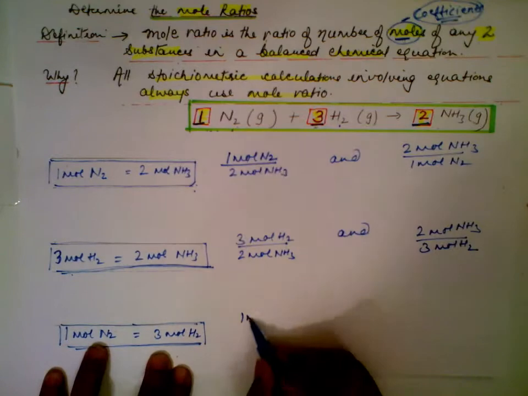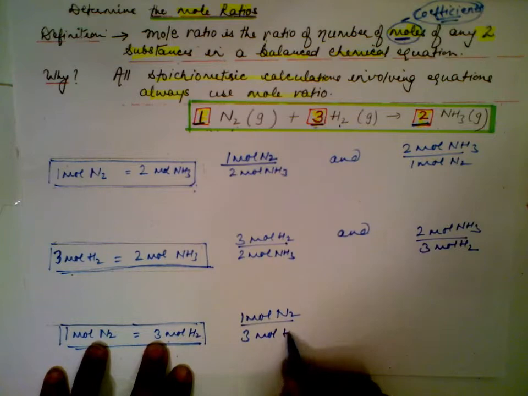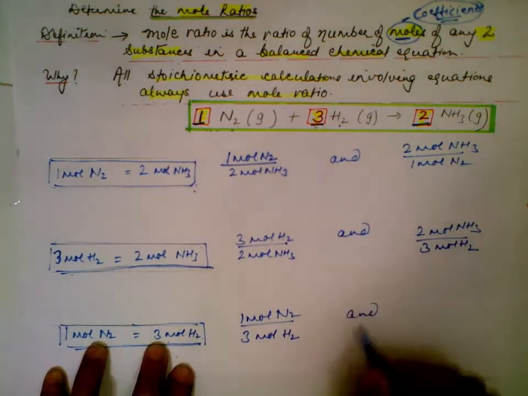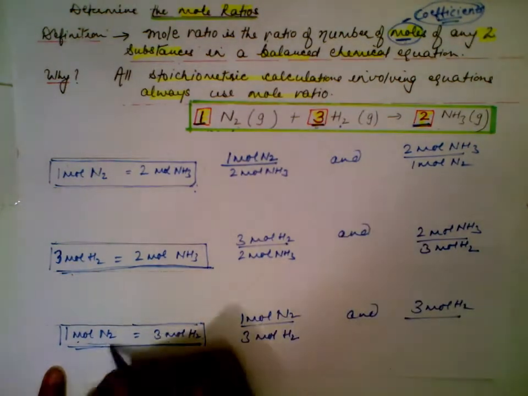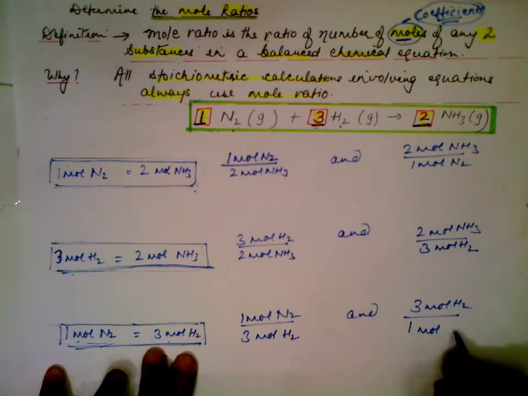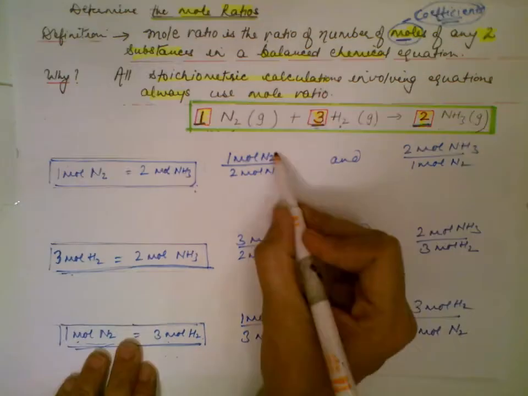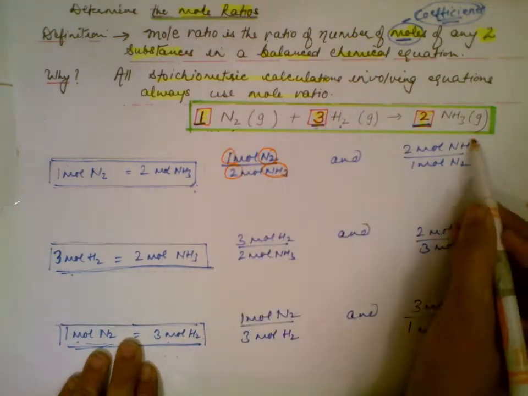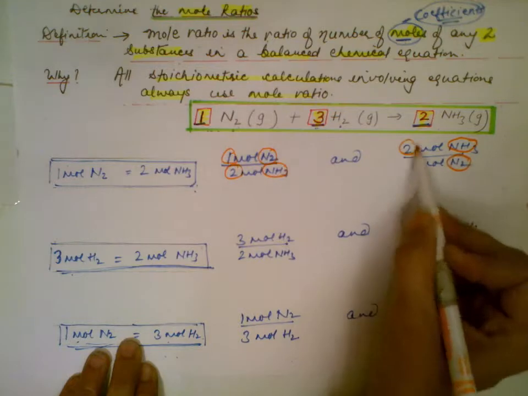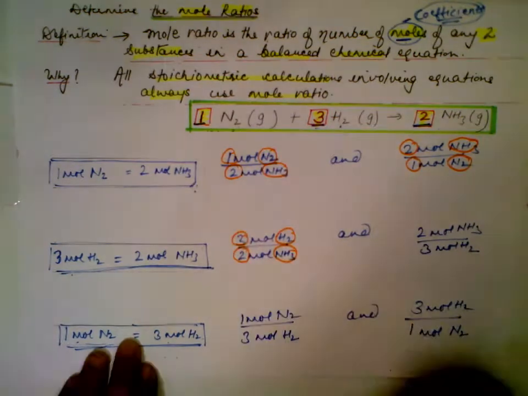So for 1 mole of nitrogen consumed, 3 moles of hydrogen is consumed. Or you can say for 3 moles of hydrogen consumed, 1 mole of nitrogen is consumed. Okay, so if you have to write the ratio, nitrogen to ammonia, this is 1:2. Ratio for ammonia to nitrogen, it is 2:1. So these are the mole ratios.